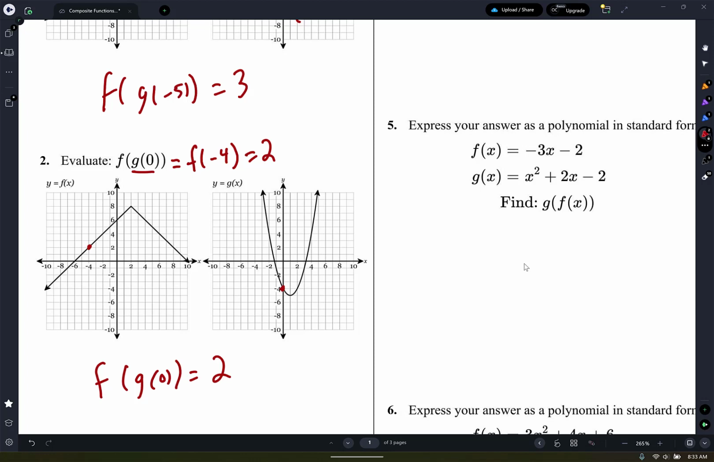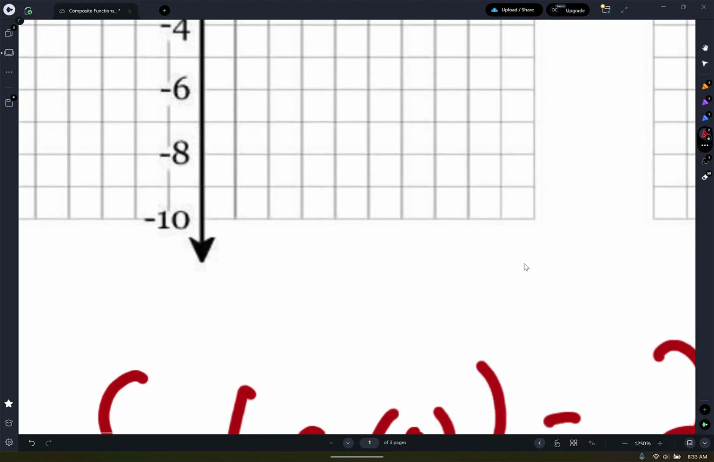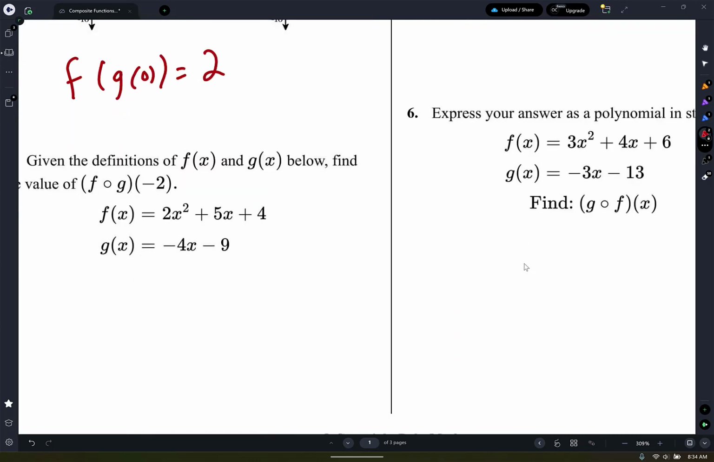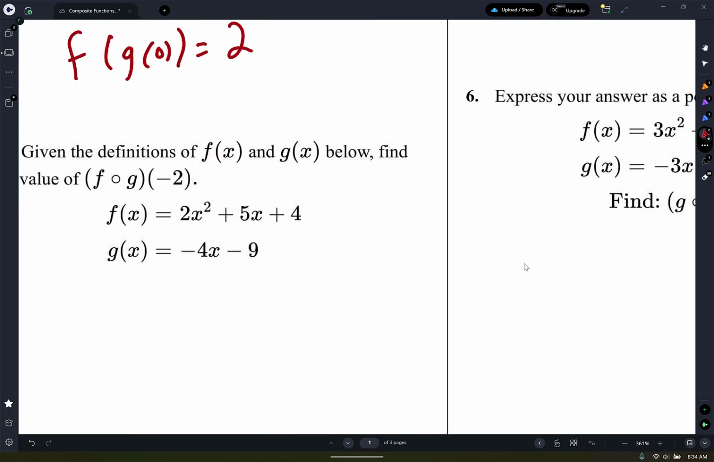How are we doing so far? Pretty easy, right? Yeah, there's a review. I think you guys are pretty good at this. Don't freak out. This is the same thing. So when you see this, it's the same thing as saying f composite of g of -2. That's all it means. So how do we do it? We do g of -2 first.